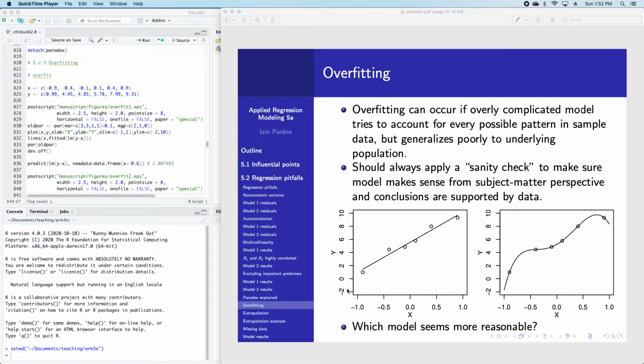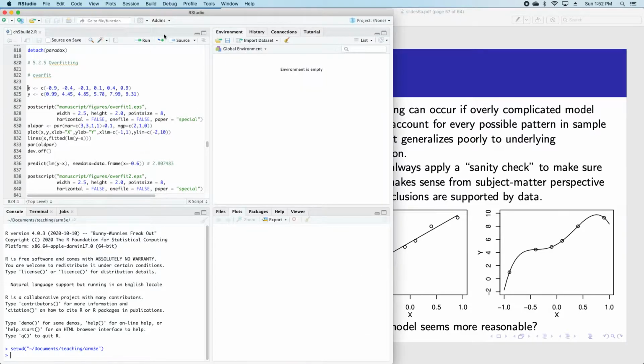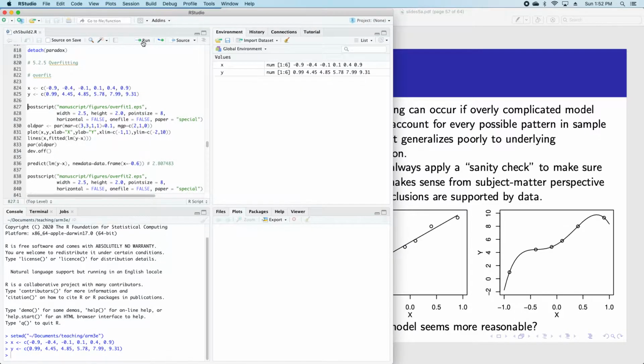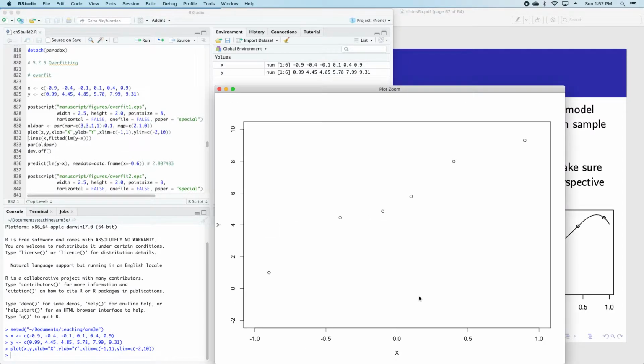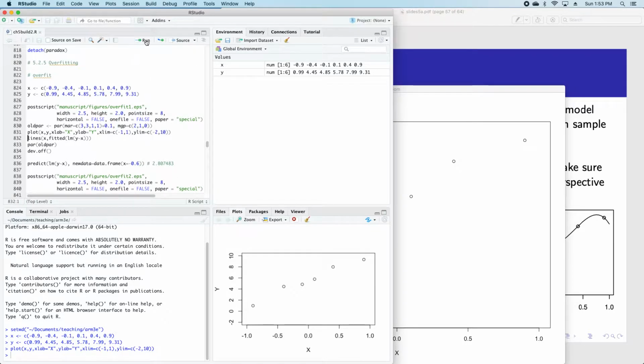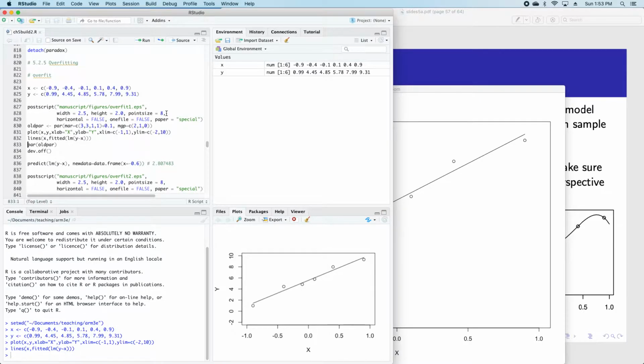So to illustrate this, let's actually go to R to have a look at this. So we've got some data here, and if I draw a graph of it, so let me zoom in, we would probably say, okay, there's a fairly strong positive linear association between x and y. I think a simple linear regression model here is just fine. So I can add that.